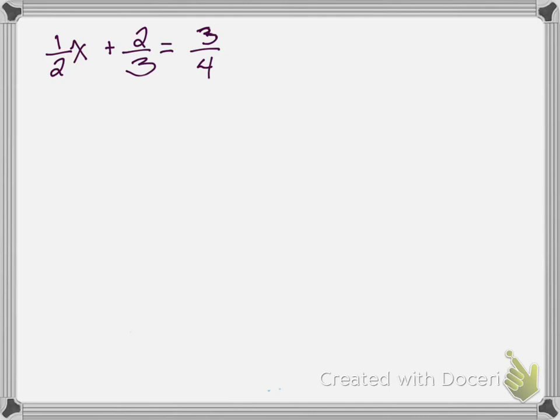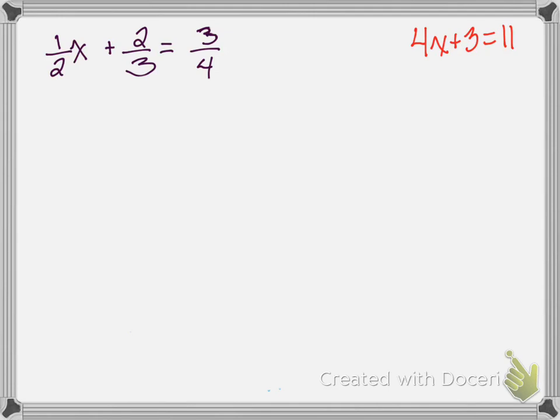What I want you to think about, if I was solving 4x plus 3 equals 11, what would I do first? Subtract 3 from both sides. That's what I would do.